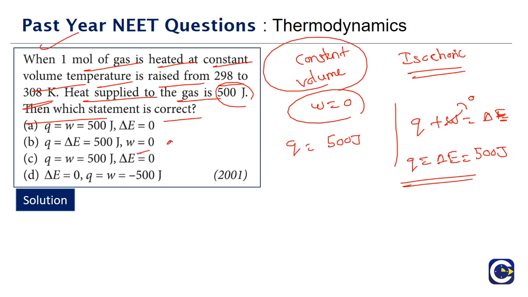So which of them is going to be correct? Look at option B, W is 0. Q is delta E, which is equal to 500. So what is the correct answer for this? Option B will be the correct answer.